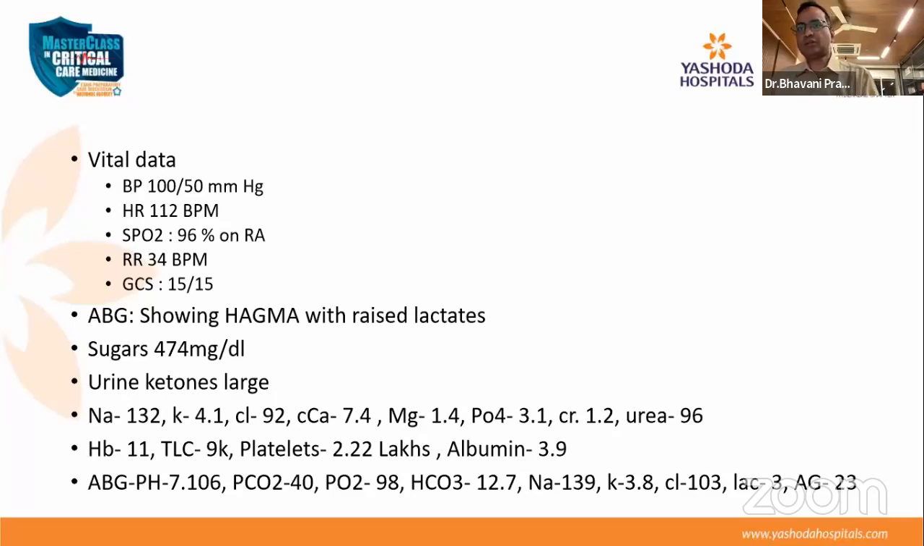Of course, you mentioned the respiratory rate of 33 or 34. He is tachypneic, but other features like high urine ketones and high sugars are not there in the history. Yes, sir. Your history, your labs, and your diagnosis should all correlate.